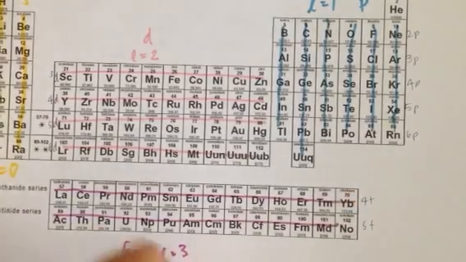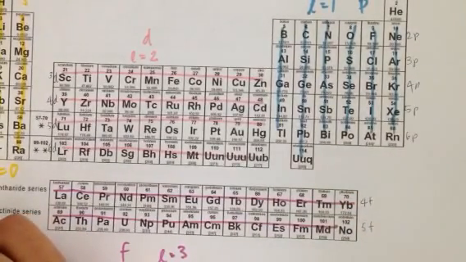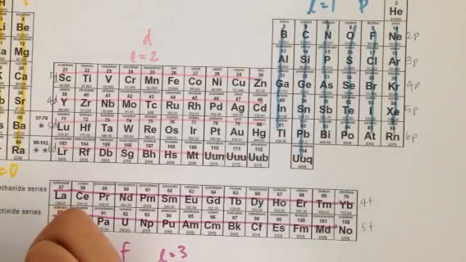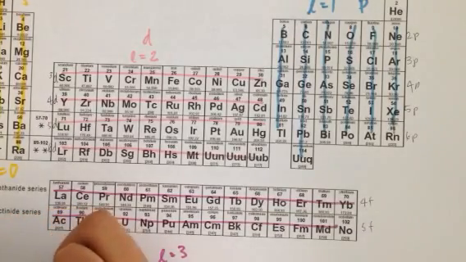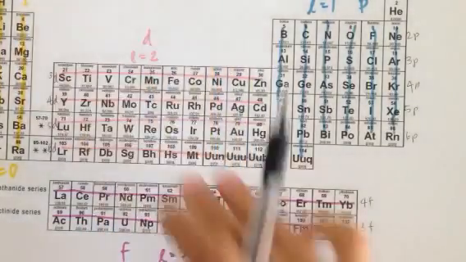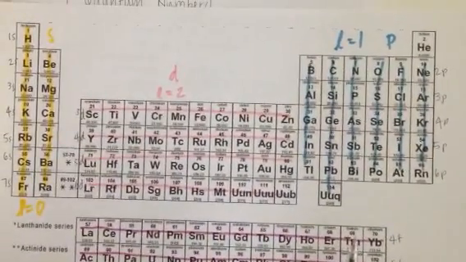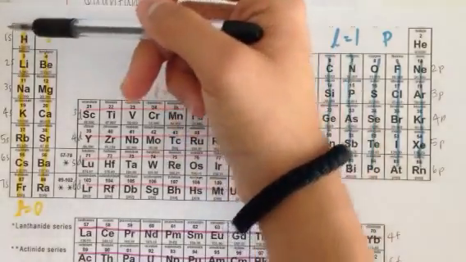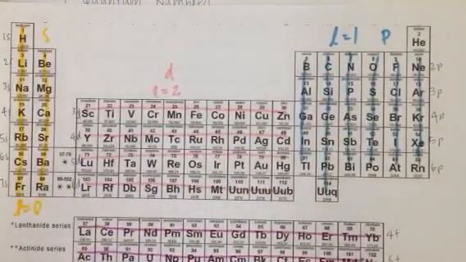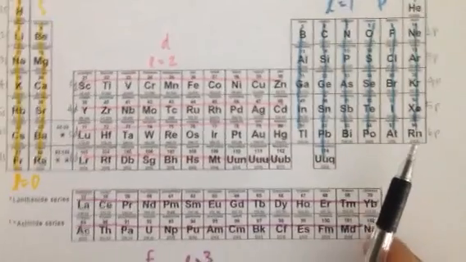So N, the principal quantum number, is what is labeled on each side. And you can see those there. And then L is your sublevel, and that is labeled by color.